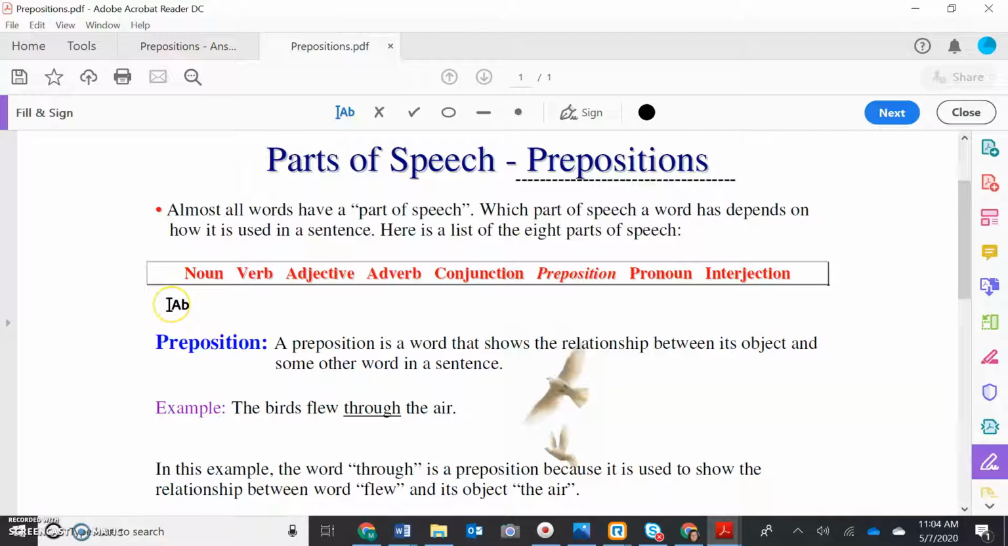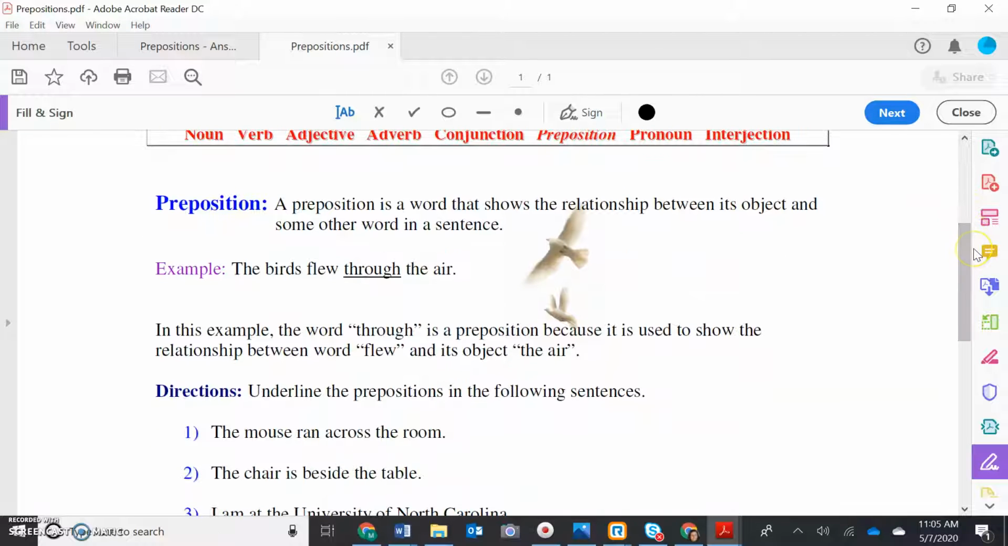Now, prepositions are a part of speech. These are the parts of speech: noun, verb, adjective, adverb, conjunction, preposition, pronoun, interjection. So hopefully this is a review. Hopefully you remember what all these things are, but right now we're going to concentrate on prepositions. So let's come down here and read what a preposition is.